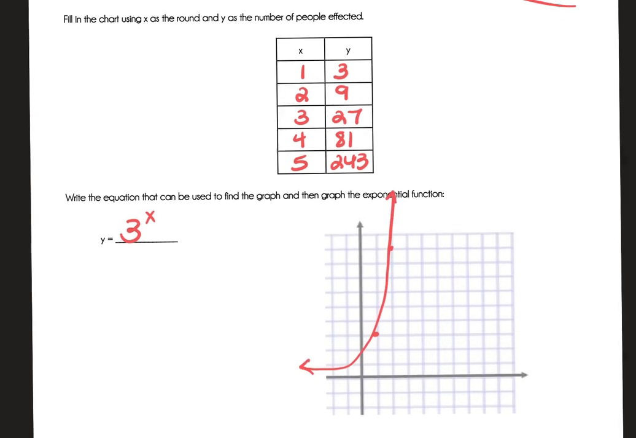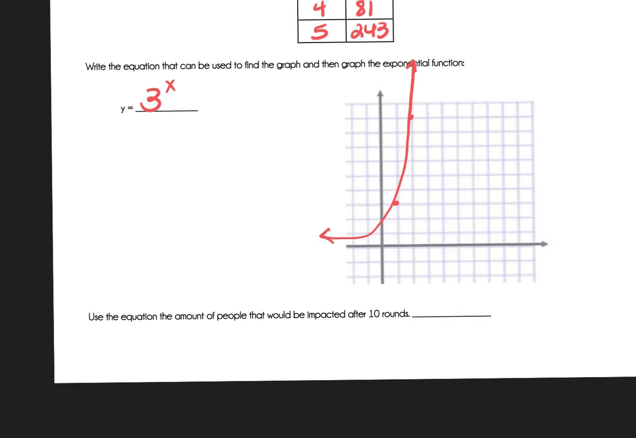And the very last question says use the equation to find the amount of people that would be impacted after 10 rounds. How are you going to do that? Plug 10 into the exponent, and then you'll plug it into your calculator. Do you think you could go from there? Yes. Okay, good. All right.